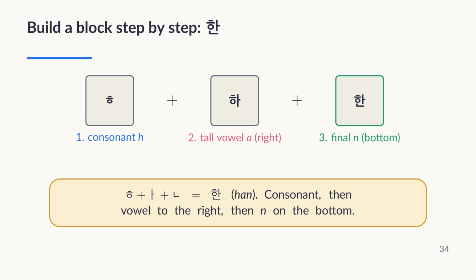Step 2. Add the vowel. The vowel is a, which is a tall vertical vowel, so by our rule it stands to the right of the consonant, giving the block ha. Step 3. Add the final consonant.